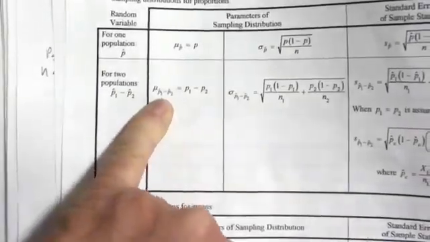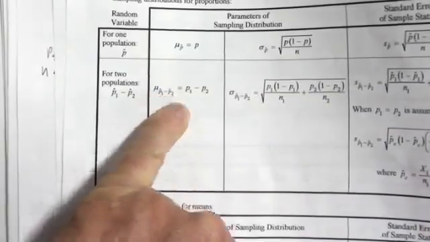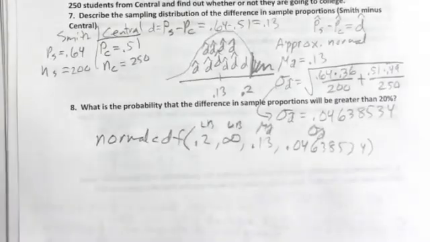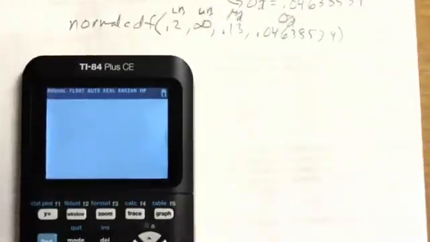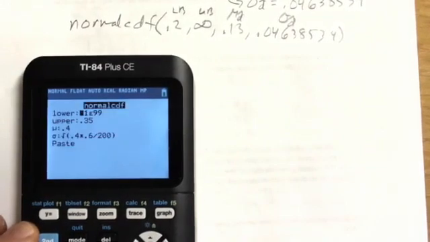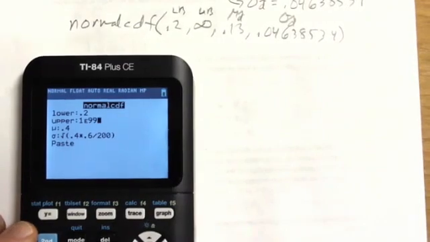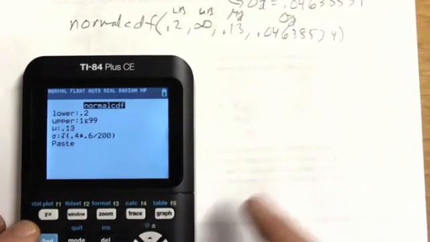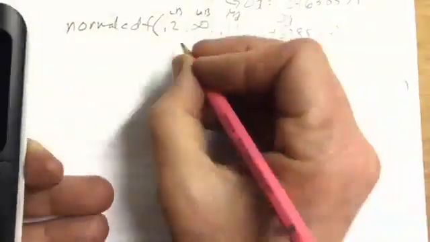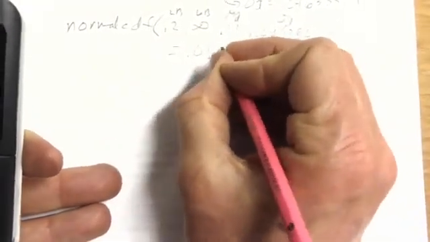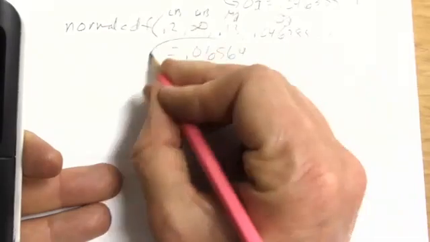I tend to use a shorthand version. The actual difference is p hat 1 minus p hat 2. Anyway, I think this is just fine. Let's see what we get here. We go to second var's distribution, normal CDF, 0.2 to infinity, and then our mean is 0.13, and our standard deviation is 0.04638534. That's plenty of sig figs, I would say. And so we get about 0.06564, so above 0.05.